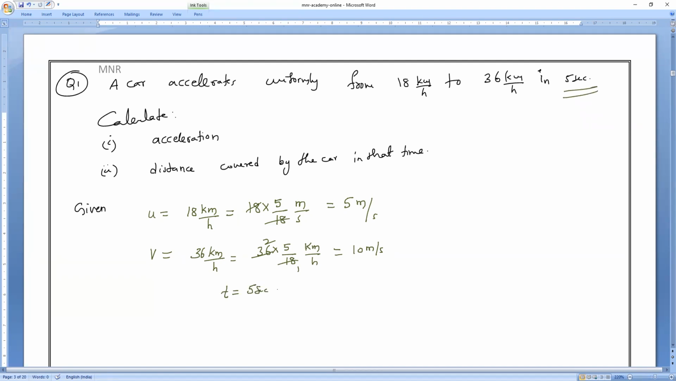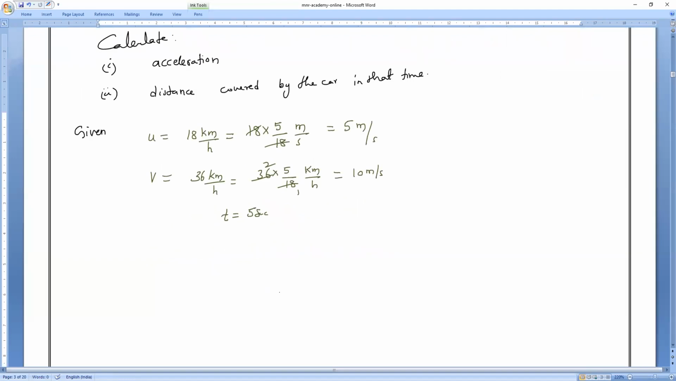So we all know, if you want to find acceleration, which equation do you have to use? We know velocity and time. So using the velocity-time relation, the first equation of motion. Because you know velocities and you know time, so which equation can we use? We can use the first equation.